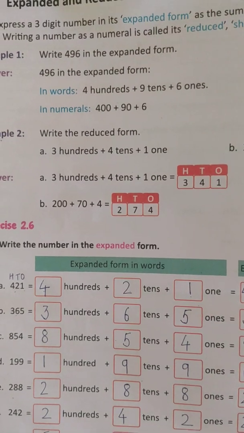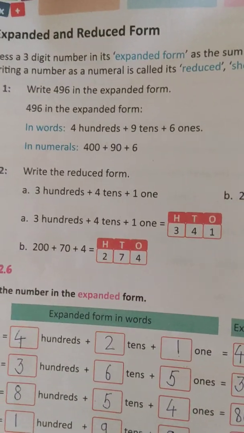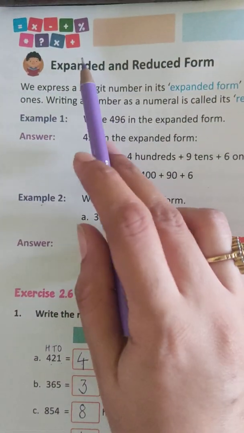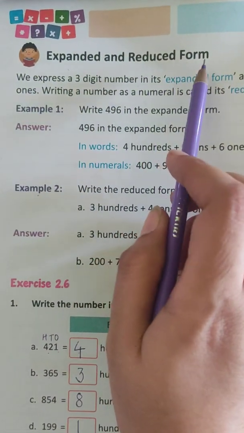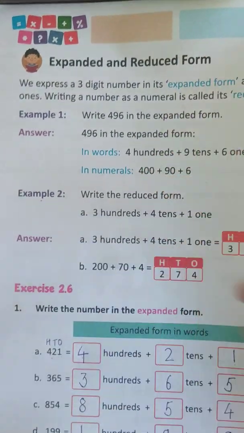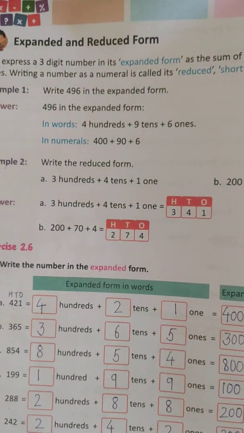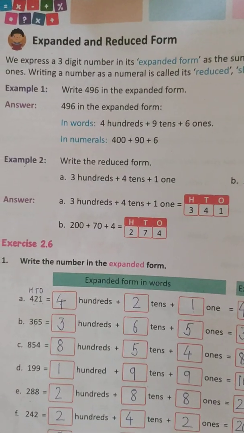In today's maths class, we will learn and revise expanded form and reduced form. We are already done with expanded form and reduced form, so let's take a quick revision. We are doing page numbers 32 and 33 of your maths books.